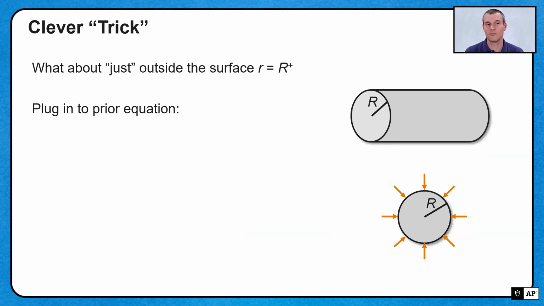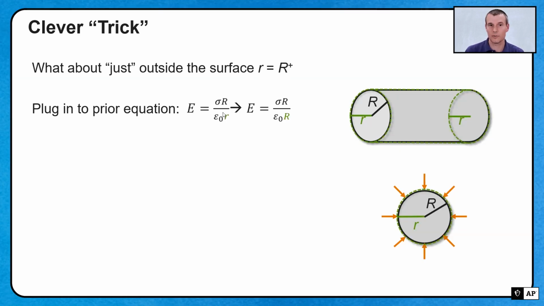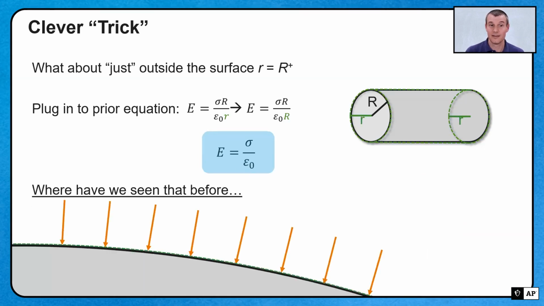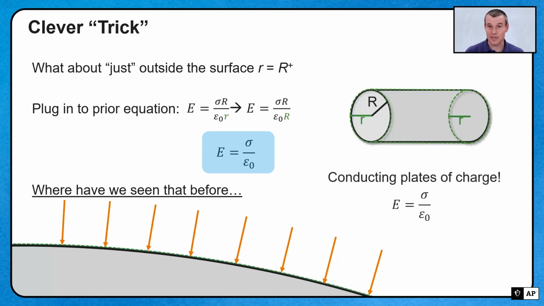So what's a little clever trick? I introduced this not because you need to know this necessarily for the AP exam, but it's a really cool symmetry thing that might make everything click for you. If we're just outside the surface R, right outside of it, I'm calling it R plus, and we plug this into our prior equation, we're going to notice that the R's end up canceling. Where have we seen that before? Yeah, oh my gosh, it's the same thing as the conducting plates of charge, when we're just on the surface of a conducting surface.